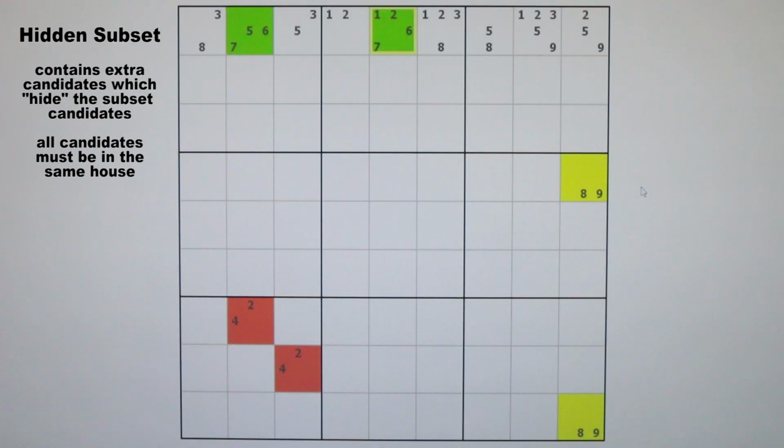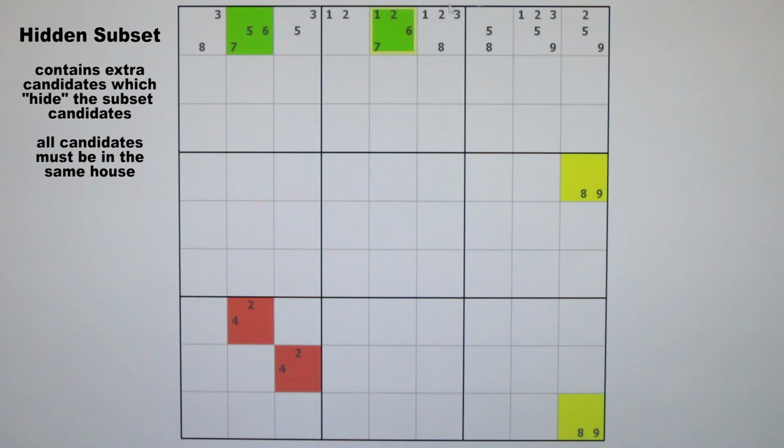Okay, a hidden subset is one that is there, but it's camouflaged by the presence of other candidates. So before we saw that there was a 7 and a 6 in these two green cells. And now if you look carefully, there is no 7 or no 6 outside of these two colored squares. So that pair of 7 and 6 and 7 and 6 is still in there, but it's hidden by the 5 here and by the 1 and the 2 here.